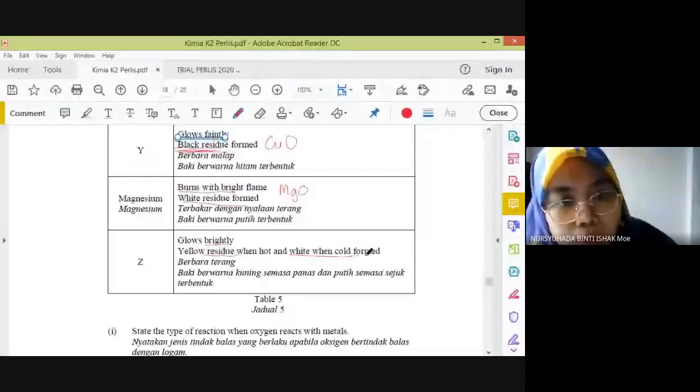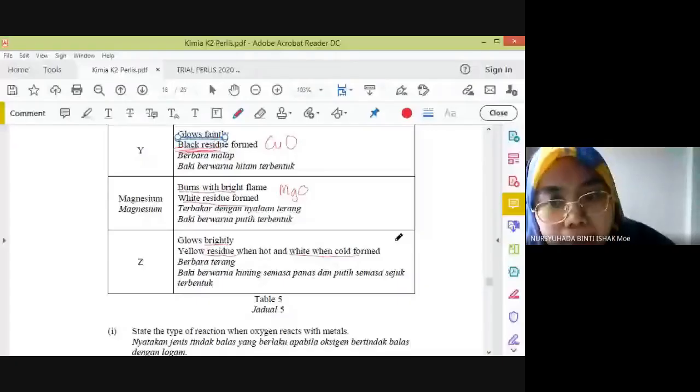Okay, copper tu oxide. Burns with bright flame, white residue is formed. Okay, ni white residue is magnesium oxide. Okay, glows brightly. Yellow residue when hot and white residue when cool. So apakah dia? Yellow when hot, white when cool. Apa nama? Zinc oxide. So susunannya Y, magnesium and Z. Yang mana atas sekali? Yang mana the most reactive? Mg, betul. And then follow by Y or Z? Z and then baru Y. Z ni adalah zinc, Y adalah copper metal.